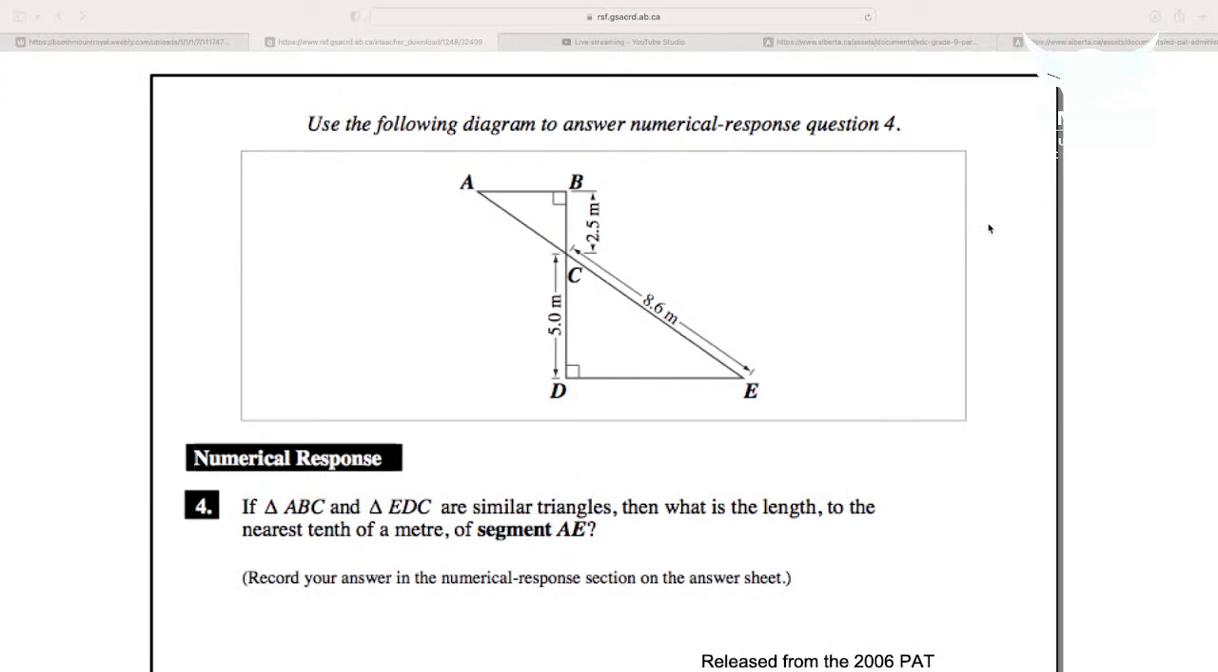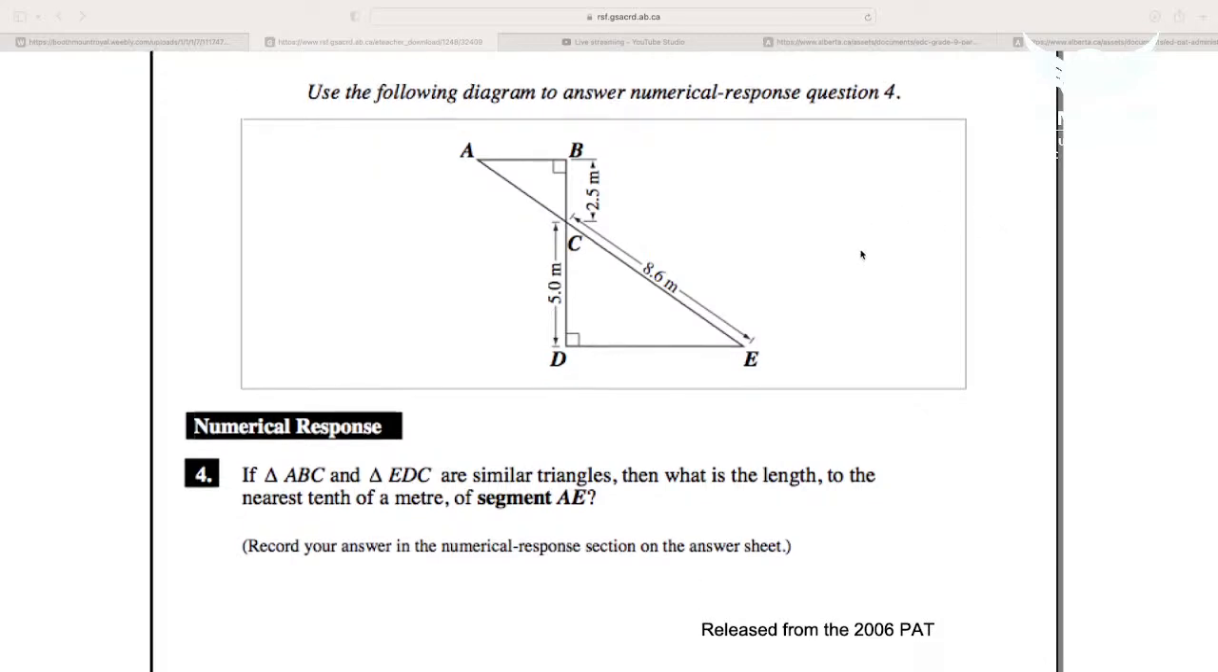Okay, next question. Use the following diagram to answer numerical response questions. And to remind, right? Part A will be no calculators, so mental math. It's testing your theoretical knowledge and mental math. So part A will be mostly numerical responses. No calculators, 30 minutes for part A and 80 minutes for part B. Multiple choice, 32 questions in part B and 20 questions in part A.